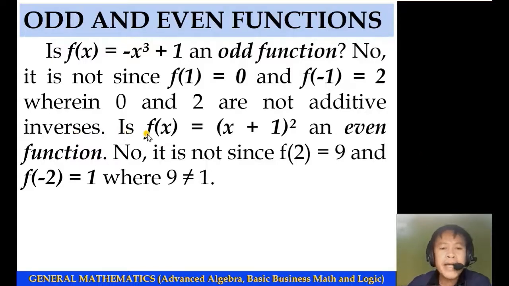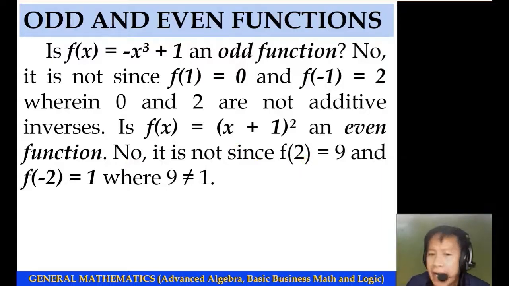Now, we are going to check if f of x is equal to quantity x plus 1 quantity squared is an even function. So we will not test this particular function whether it is odd or not because the degree is 2. That is very obvious that this is not an odd function. But we are going to test if this particular function is even because of the degree of the function, which is 2. And this is definitely no, because if we are going to consider one value of x.